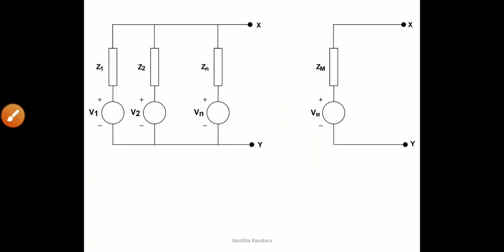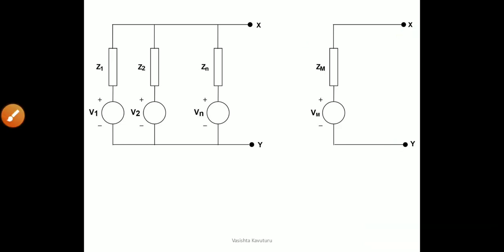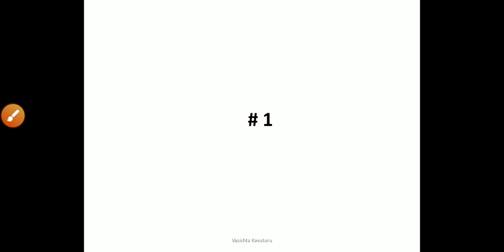That is what we are taking in the equivalent circuit. If we connect a load here, we can calculate the load current using the formula IL is equal to Vm divided by Zm plus ZL. We'll see a problem based on Millman's theorem.